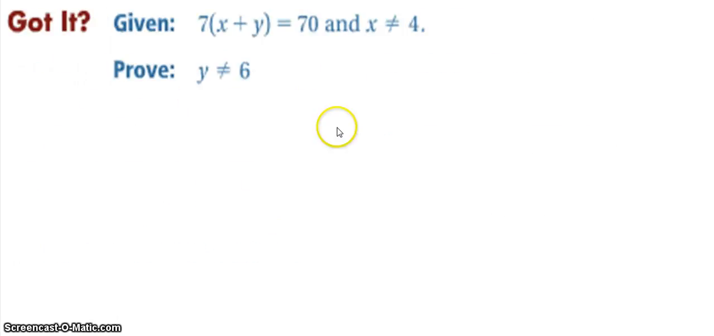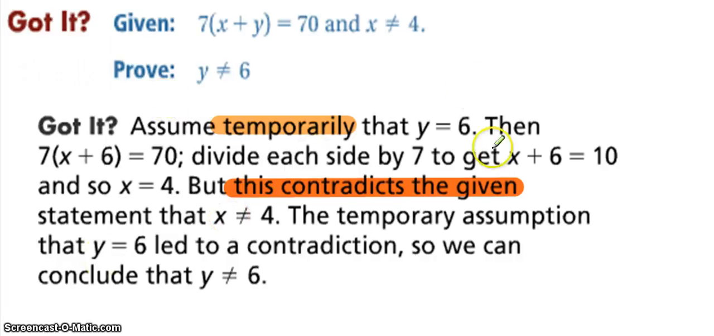So we want to use indirect proof in this one, got it, to prove that Y does not equal 6. So again, in an indirect proof, assume the negation of what you want to prove to be true. So here's a nice explanation of what we do.